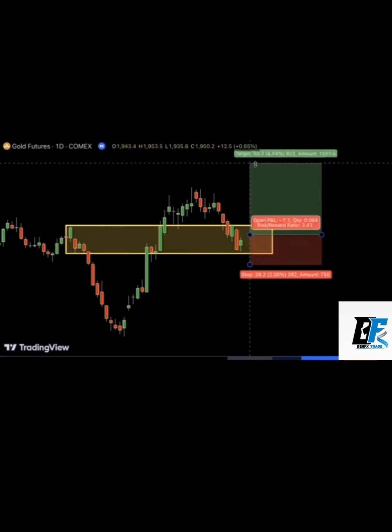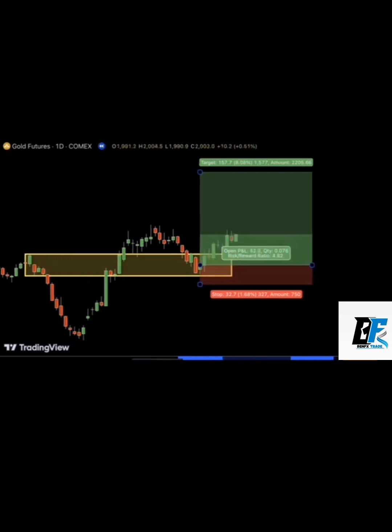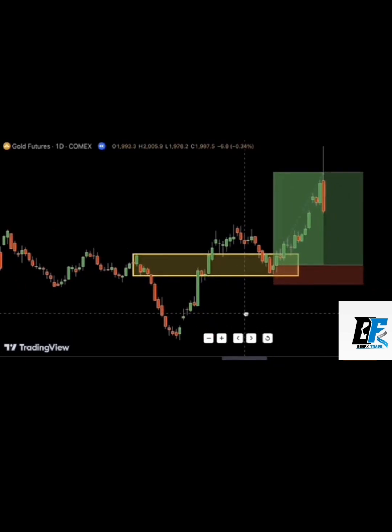For our stop loss, we can place it just below the low of the breaker block zone. For our take profit, we can place it at the next significant resistance level, ideally with at least a 2-to-1 reward to risk ratio. This kind of setup gives you the confidence to trade with the smart money, using a combination of structure, liquidity, and confirmation.